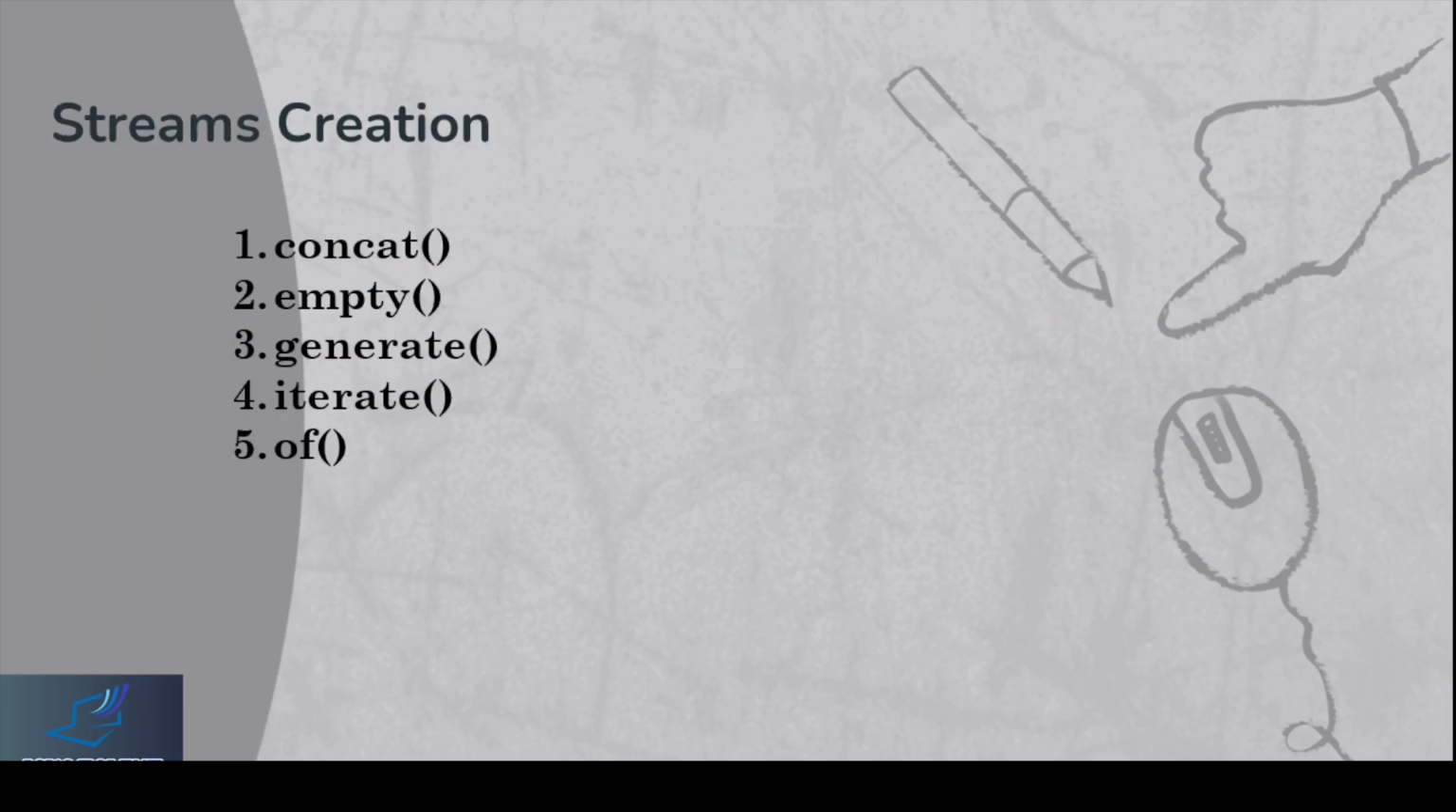If you see how we can create streams, there are multiple ways. First is concat, second is empty, and then generate, iterate and of. These are the steps that we can follow to create a stream. I will take one or two examples for our stream creation in today's video tutorial, and then we can go ahead.